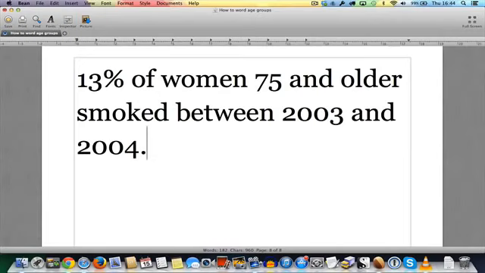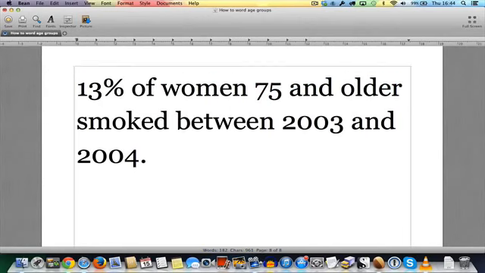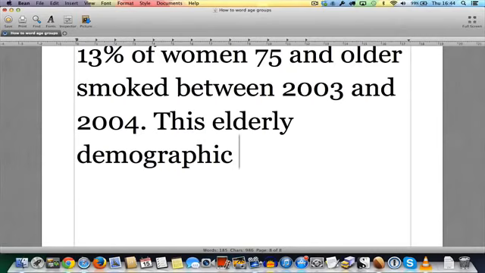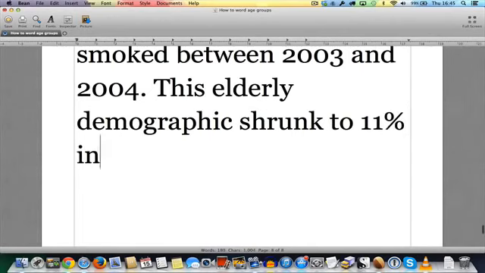Now, I could use the word elderly in the next sentence if I connect it back to the sentence prior. So here we've already stated that we're talking about women 75 and older. Okay, so I might continue talking about this group by referencing this elderly demographic shrunk to 11% in 2005.